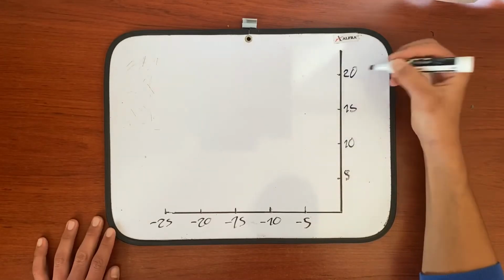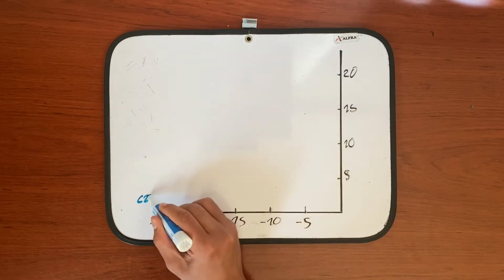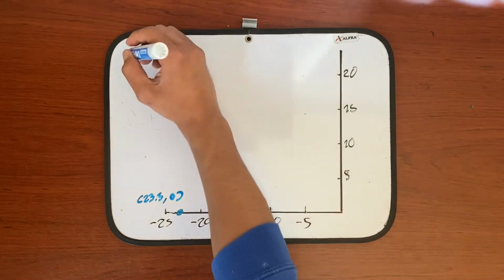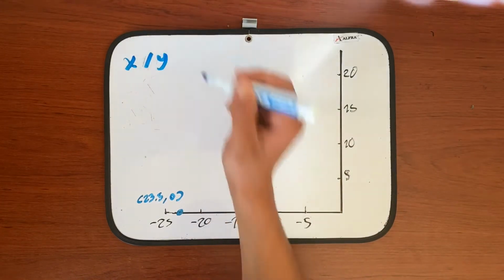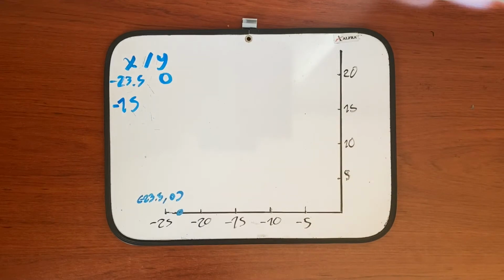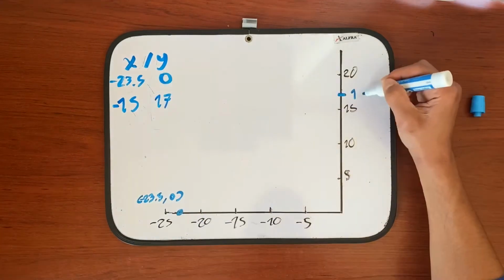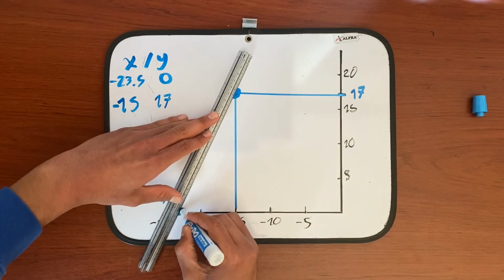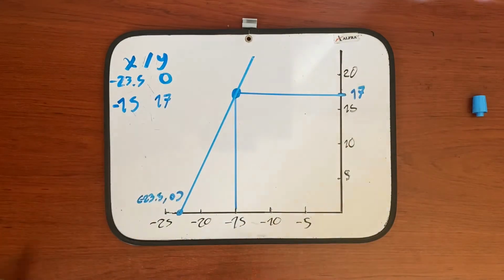Now, let's graph our function. We have one point, which is the zero. But in order to draw the line, we need 2. Now, let's say that when x equals minus 15, using our function, we can see that y will equal 17. Now we can graph our function.